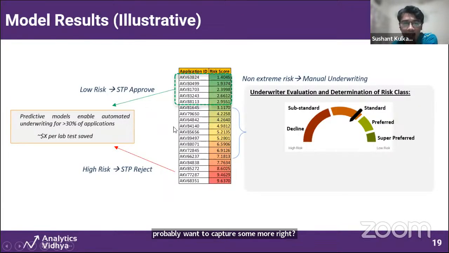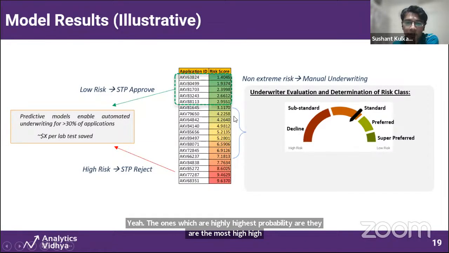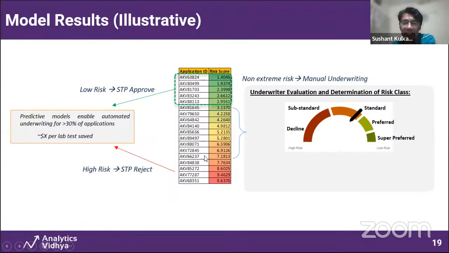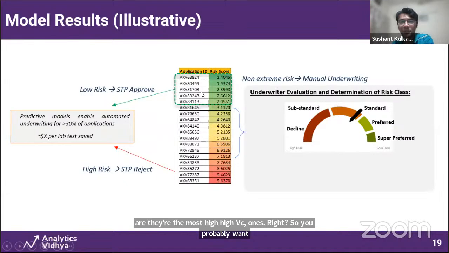Here, as I think Rama was walking through earlier, the way we want to do it is that the top highest risk scores, the ones with the highest probability, are the most risky ones, so you probably want to outrightly reject them. The least risky ones are those that you feel do not have any risk, so you probably want to approve them. And for the middle ones, you're not really sure whether they are a 0 or a 1, so you would probably let them go through a manual process. That's how you typically use this model.